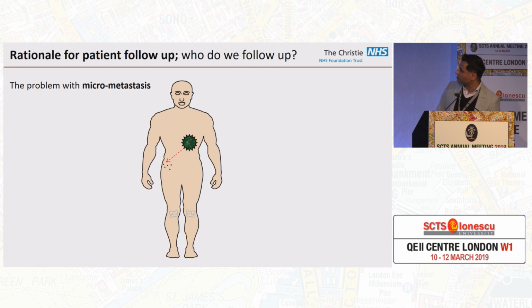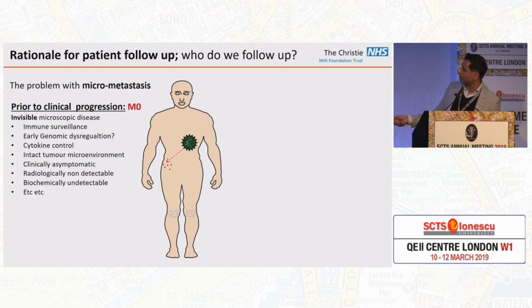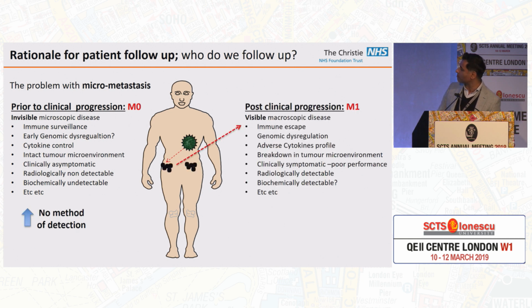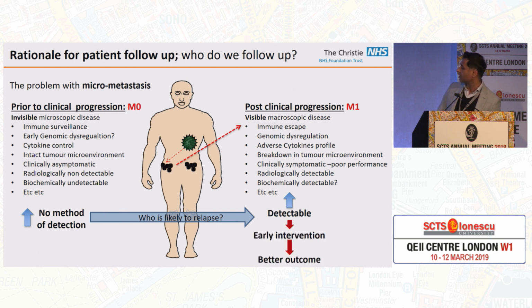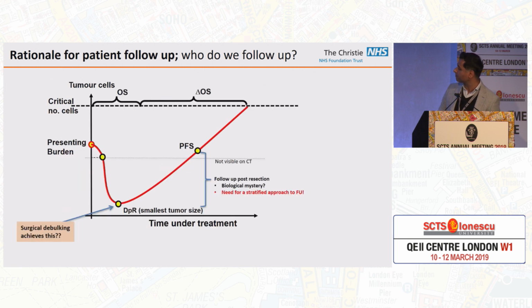And what's the problem with micrometastases? Well, before they become macrometastases, there's no way of recognizing them. Once they become macrometastases, you can't really prevent the patient from dying from that cancer eventually. And so the trick is to get them detected early: early intervention, better outcome. And that's really the purpose of follow-up.